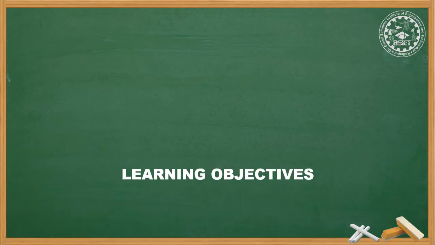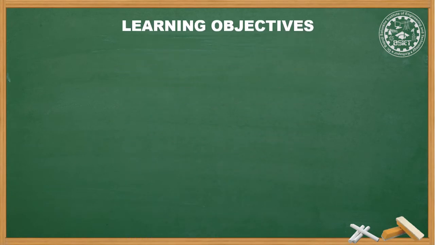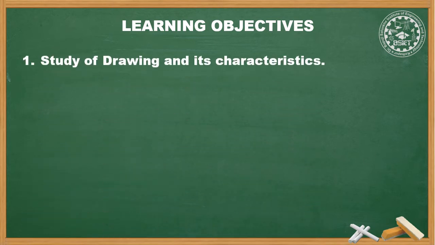The learning objectives for today's session are: number 1, study of drawing and its characteristics. The process of drawing a sheet metal into a cup-size shape, or into a cup, is called drawing. In today's session, we will study how the drawing process is carried out and its different characteristics, that is blank size, blank diameter, and force required for drawing.